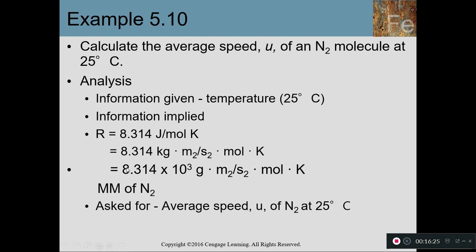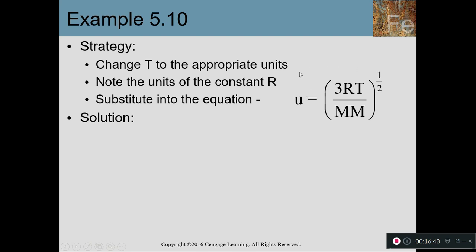So we got 8,314 grams times meters squared per second squared per mole Kelvin. Complication, we just have to use a different number because of this. And then it asks for the average speed of the nitrogen. So we're going to plug those numbers in. This is our equation. R, we already know what we're going to use. T, we're going to use the Kelvin temperature. Molar mass, we're going to use our molar mass.